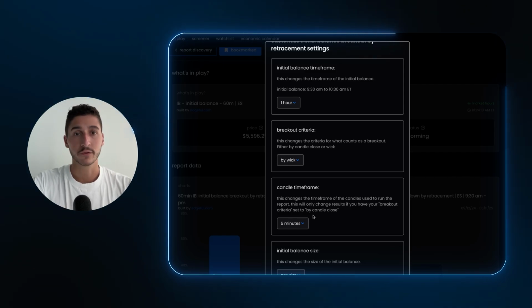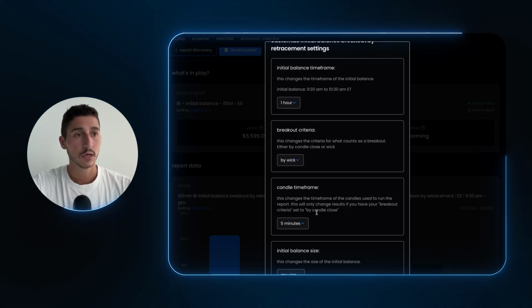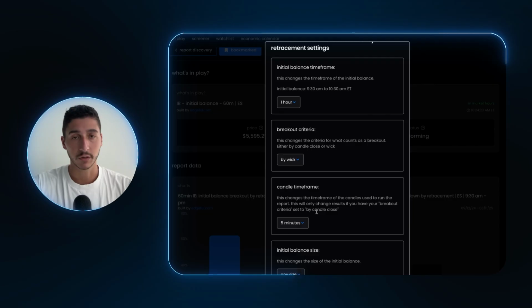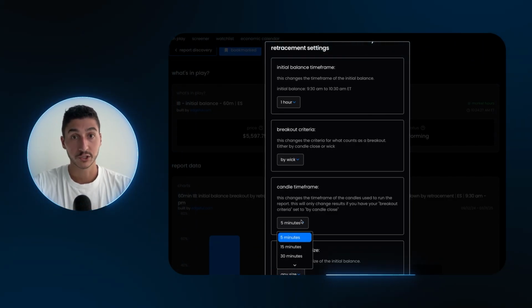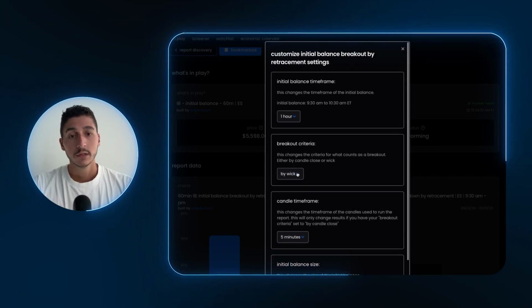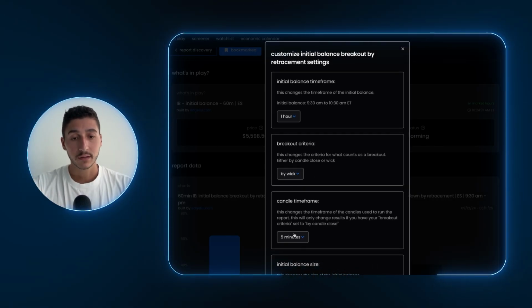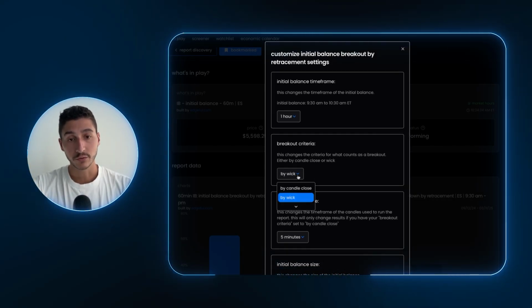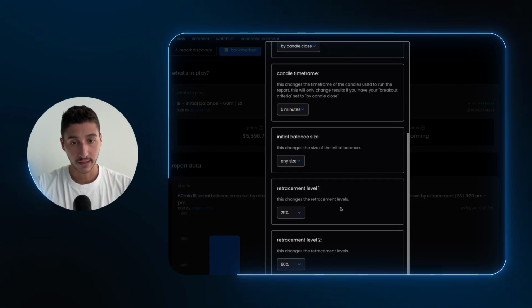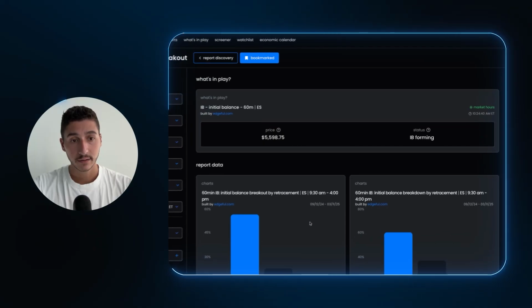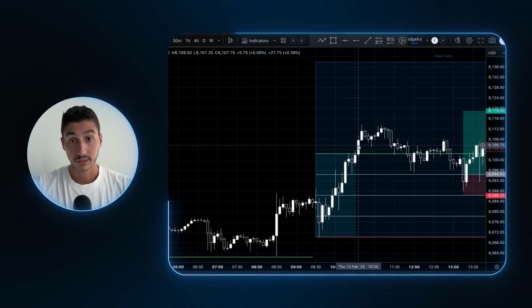Because if you say I want to wait for a candle to close outside of a certain range, okay, on what time frame? A 5-minute, 15-minute, 30-minute? It's important that you understand which candle time frame you're using. So looking at the by wick, the candle time frame doesn't matter. But when you change it to candle close, now you're waiting for a 5-minute candle to close outside of the range to count as a break.